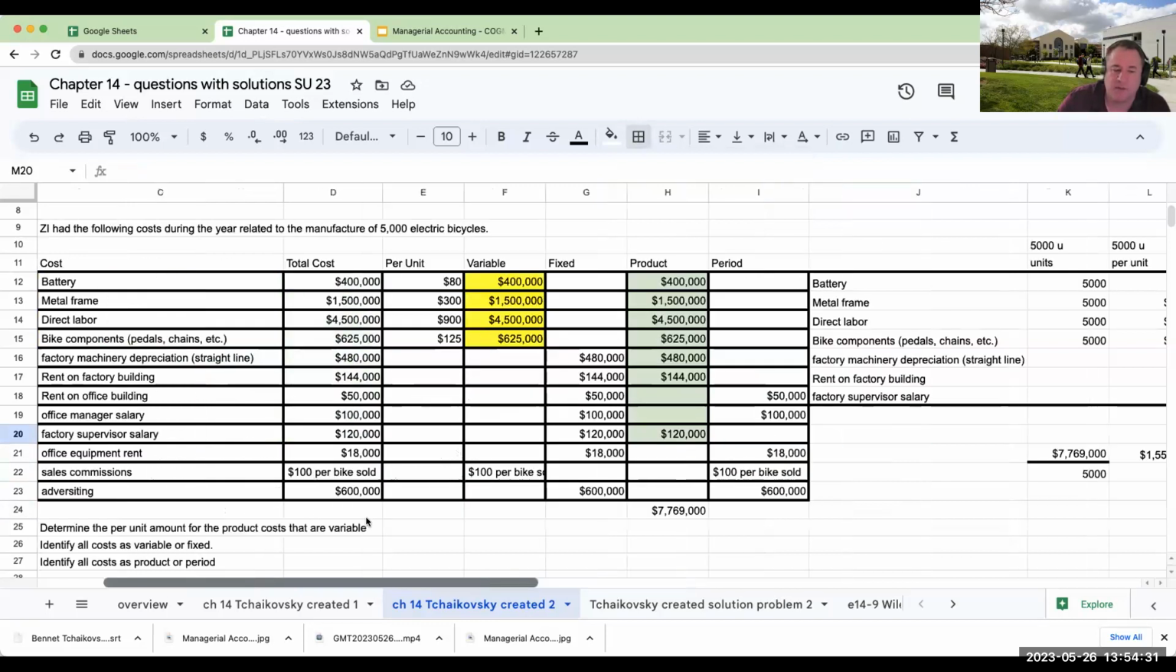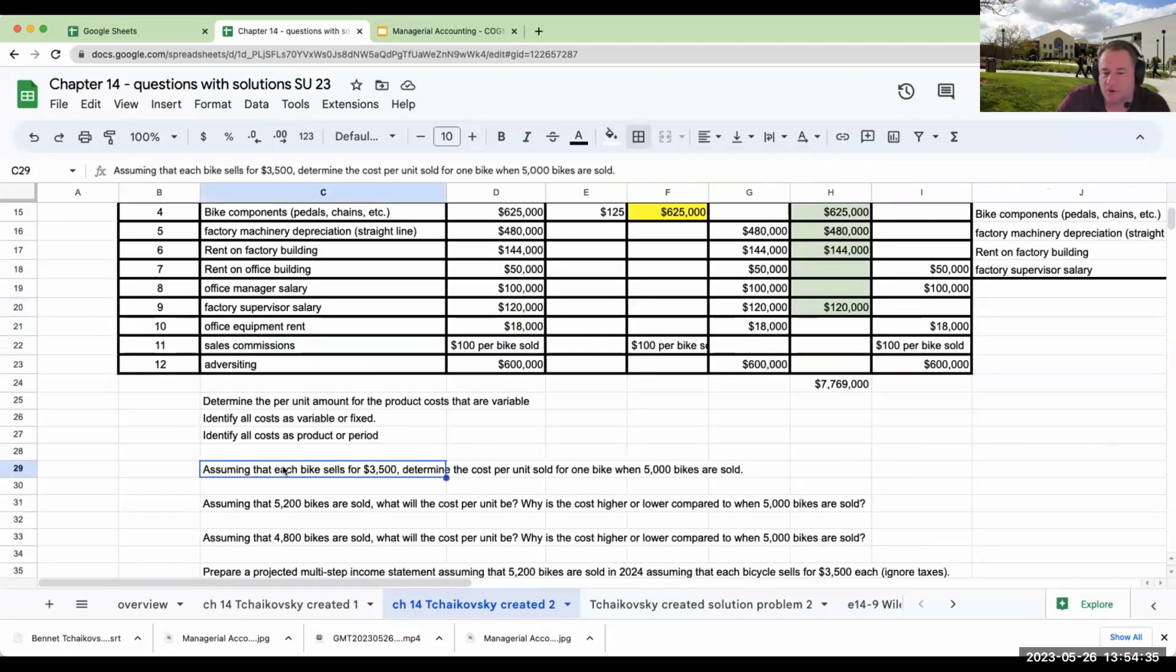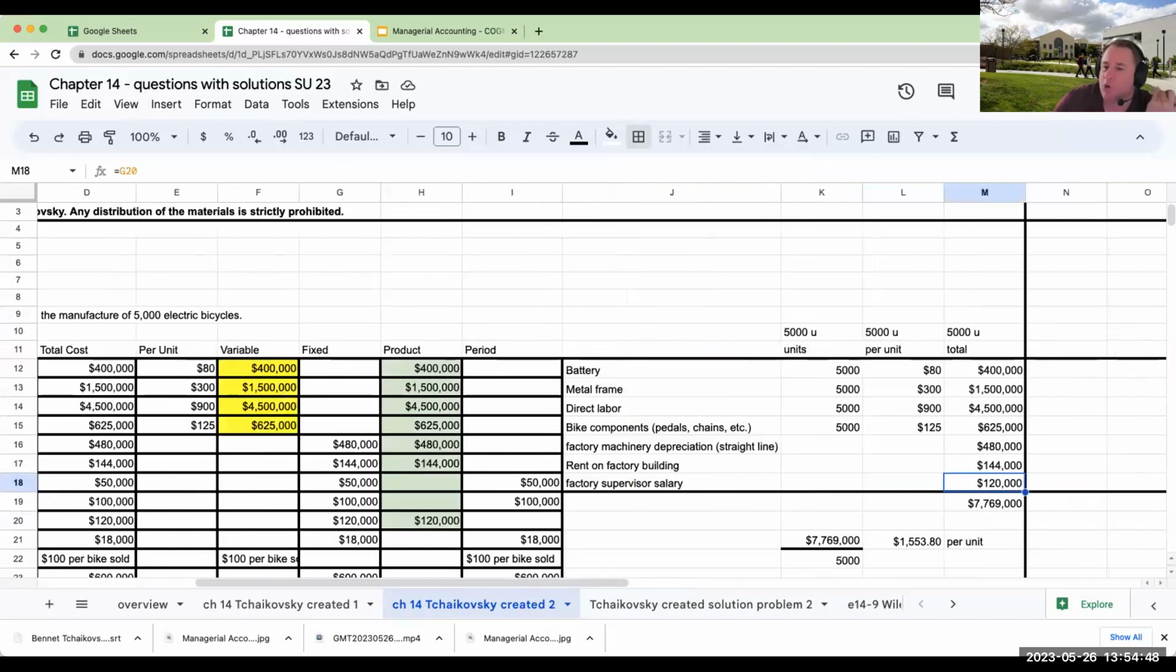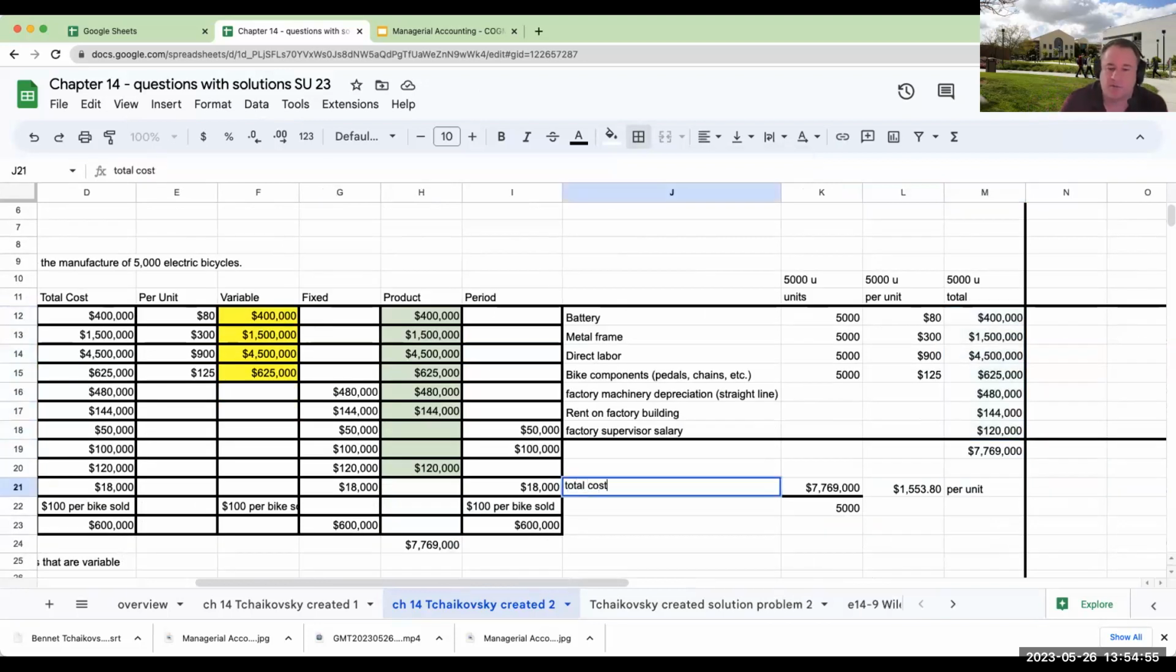I'm asked to assume that each bike sells for 3,500 and determine the cost per unit sold for one bike when 5,000 bikes are sold. My cost per unit is only going to be the product cost, but I'm asked for a per unit. These costs here are for 5,000 units. So to get to my total costs for 5,000 units, I have that here. I have total units, which is going to be 5,000. This gives me my per unit cost at 1,553.80 per unit.